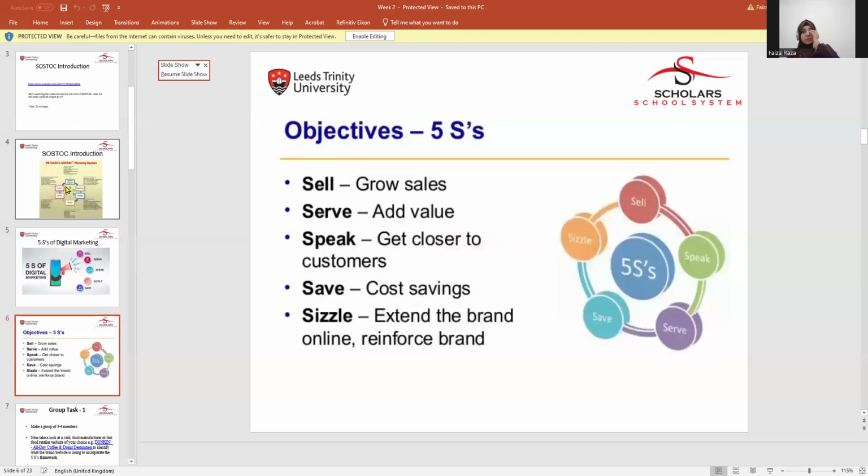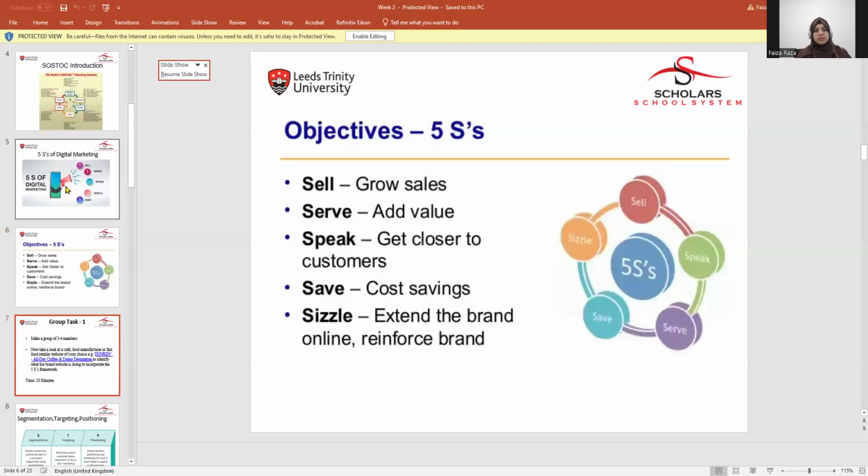Then we will talk about the objectives. Again, the 5S: sell means grow sales. Serve means how are you creating value for your product and how are you branding your product? Then speak: get closer to the customers, so speak to them through advertisements and different communication mediums. Save means cost saving, so you can check for inexpensive options. Then sizzle: extend the brand online and reinforce the brand.